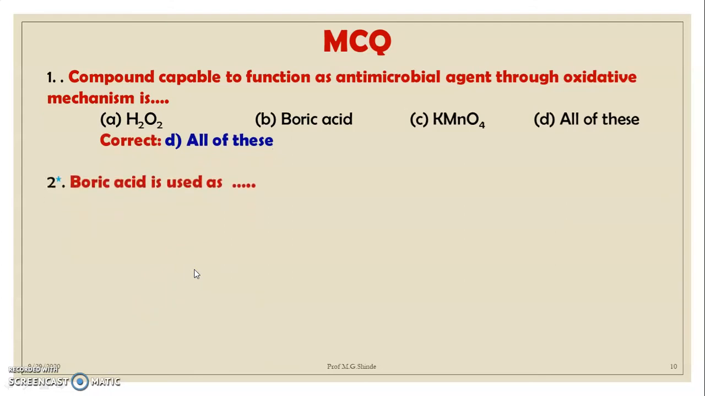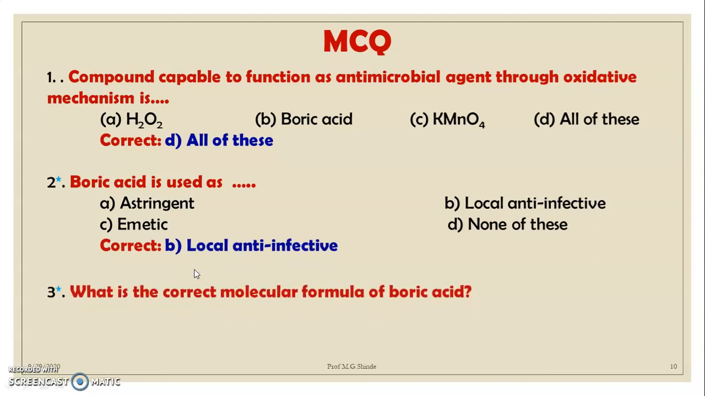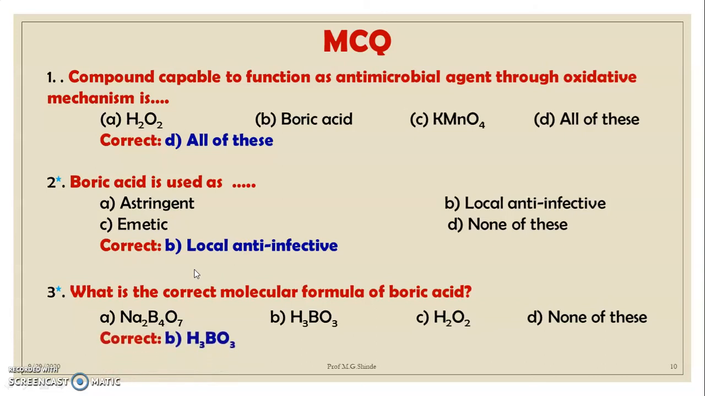The second question is, boric acid is used as. There are again four options. The first option is astringent, B is a local anti-infective, C is emetic, D is none of these. So the correct option is B, local anti-infective. The next MCQ is, what is the correct molecular formula of boric acid? Again four options. First is Na2B4O7, B is H3BO3, C is H2O2, and D is none of these. The correct option is H3BO3.